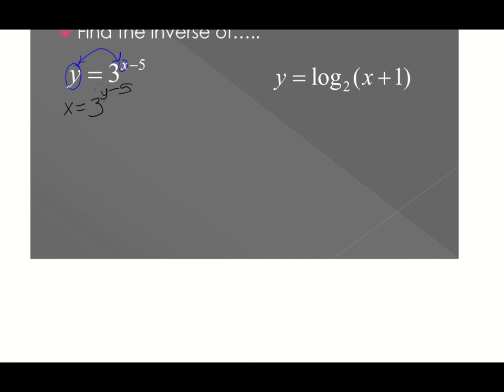So we have our original function as a log, so our inverse equation is going to be an exponential. We can always graph and look at a table to confirm that we do in fact have the correct inverse equation.